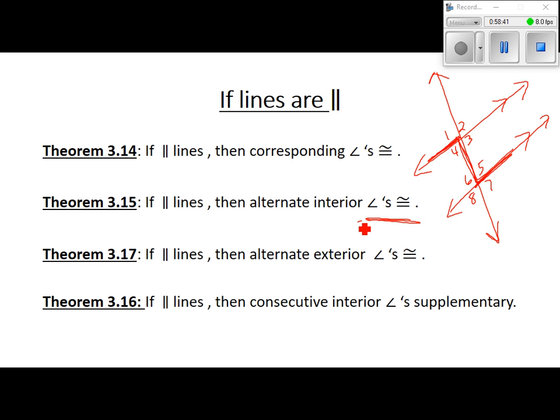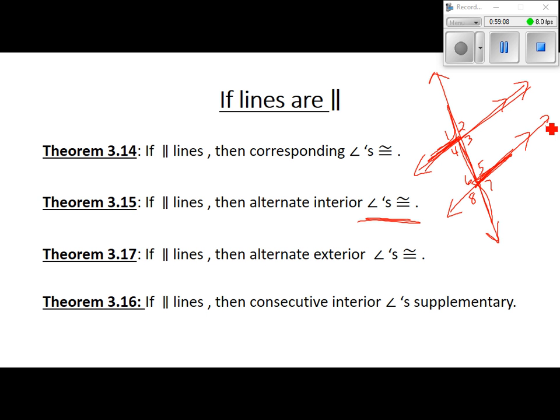Alternate exterior angles. Stop, think, before you yell out anything, look at them and think. Which ones are exterior angles first? 1, 2, 8, and 7. All right, Ethan, go ahead. 1 and 7. Does everybody agree with 1 and 7? Yeah. So those are alternate exterior angles. 2 and 8 is the other pair.